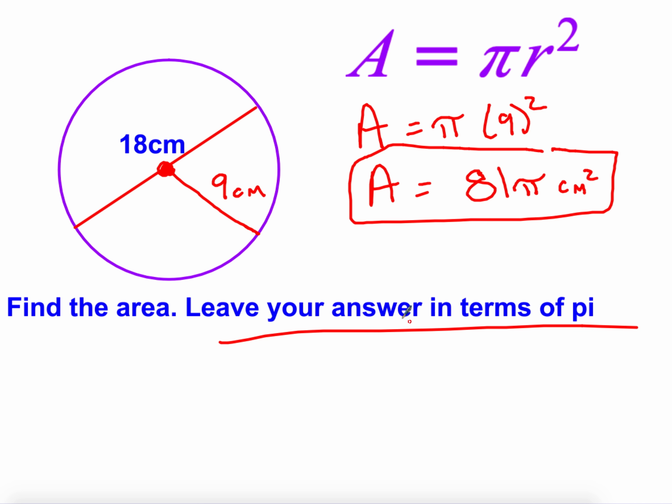Okay, if it did not say this, I would now multiply 3.14 by 81, but I don't have to do that because it says leave your answer in terms of pi.